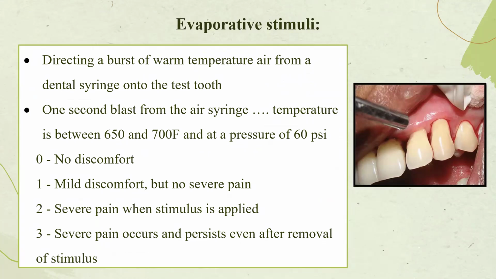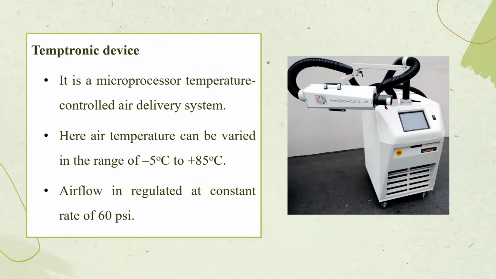Evaporative stimuli. In this method, a burst of warm air is directed from a dental syringe onto the test tooth. The air blast lasts one second, the temperature is between 650 to 700 Fahrenheit and a pressure of 60 psi. And the scale mainly consists of 0, no discomfort, 1, mild discomfort with no severe pain, 2, severe pain when stimulus is applied, 3, severe pain occurs and persists even after removal of stimulus.